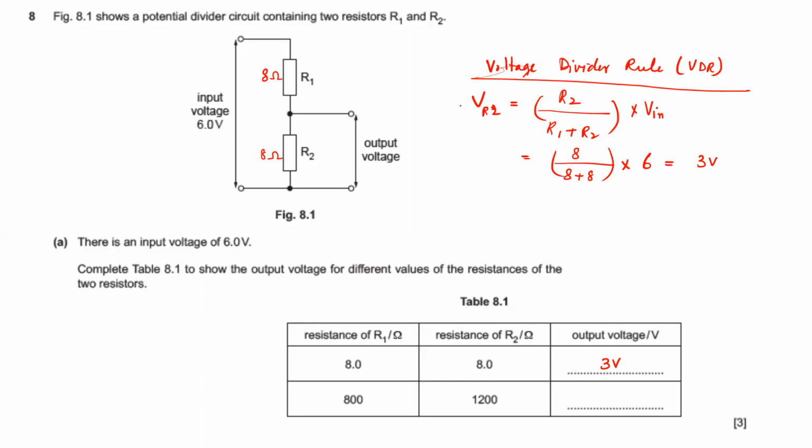So again, this is one case. The second case is when the resistance R1 is 800, R2 is 1200. So again, use the same voltage divider rule. So 1200 divided by 1200 plus 800 multiplied by 6. So the output value is 3.6 volts. So in the second case, my value will be 3.6. Okay. So when you will be solving this question, do not forget to do this working. Without this working, there will be some loss of credit.